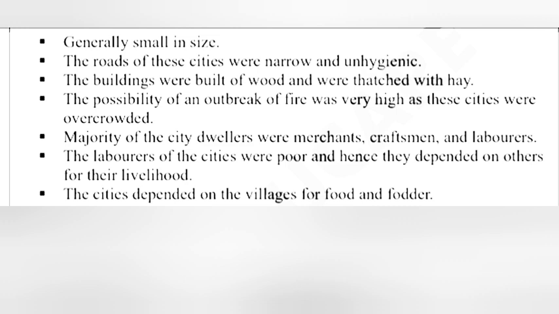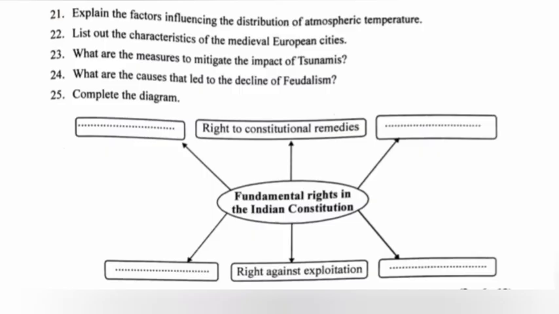Majority of the city dwellers were merchants, craftsmen, and laborers. The laborers of the cities were poor and hence they depended on others for their livelihood. The cities depended on the villages for food and fodder. 23. What are the measures to mitigate the impact of tsunamis?